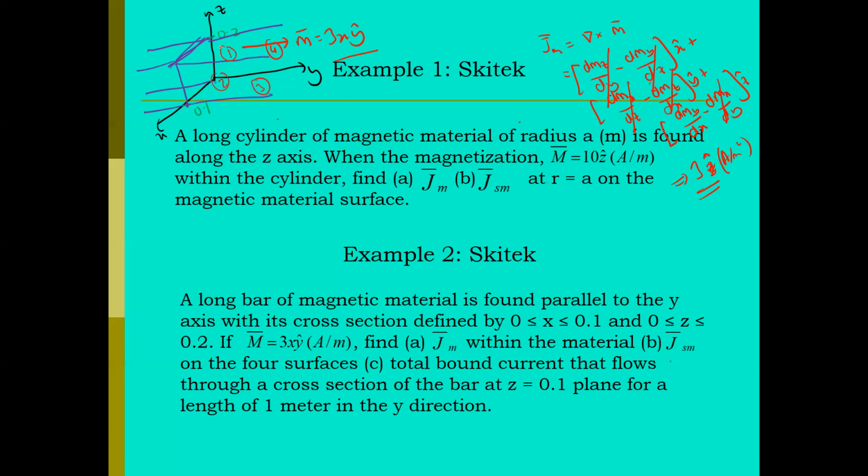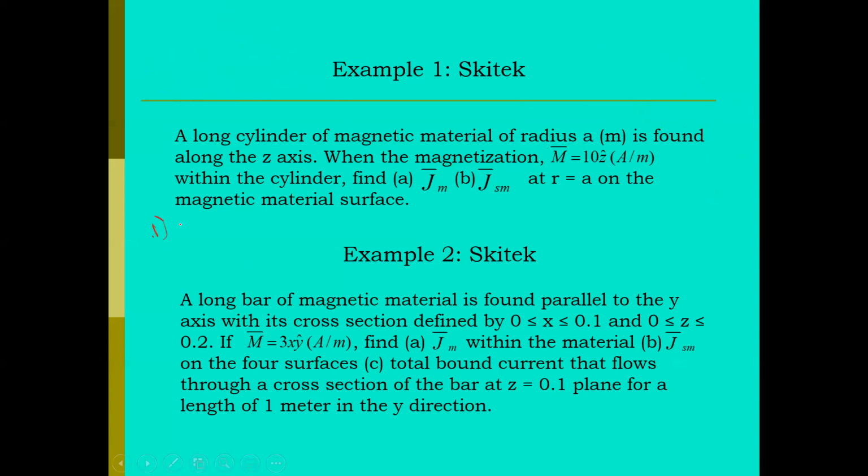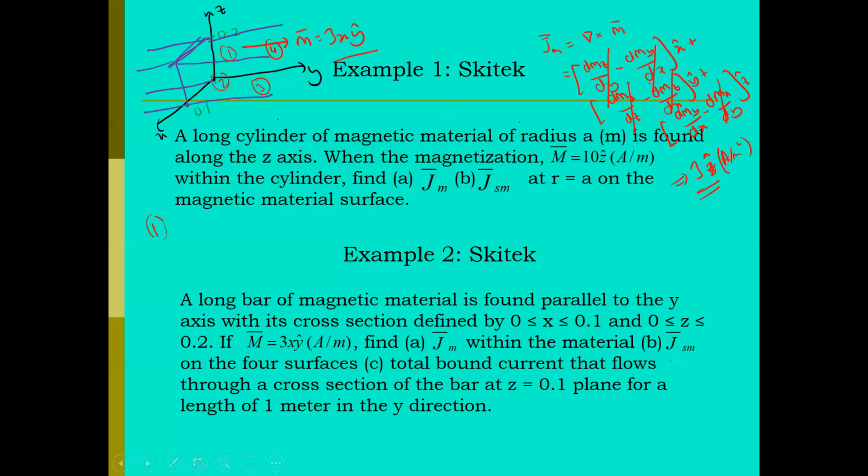For my case, I'm going to give an example of one surface only, which is the top surface, surface number 1. For surface number 1, the Jsm will be equal to M cross n. So we have M, which is 3x in the direction of y, cross product with the n.